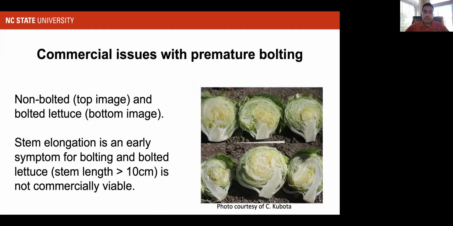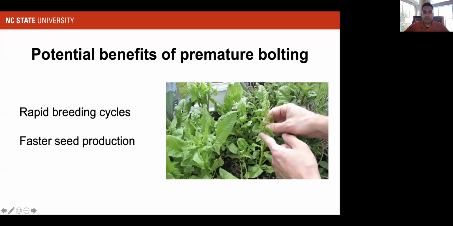When you're producing lettuce in the field, in this case iceberg lettuce, they go and sample the field and cut the heads in half. Any stem, this is the stem of a bolted lettuce, that is greater than 10 centimeters is not suitable for commercial, because the flavor of that lettuce now is different. So they sample the field and they find a percentage of the sample having a long stem like this, which is considered a bolted lettuce. They don't harvest the field anymore. So the bottom one is a bolted lettuce and the top one is a bolted lettuce. So we want to prevent that.